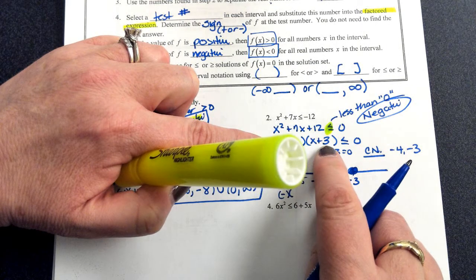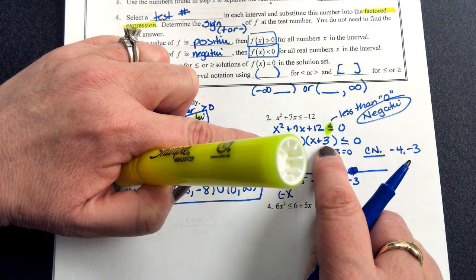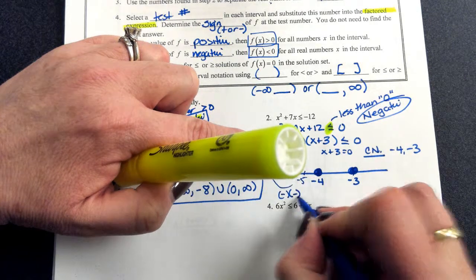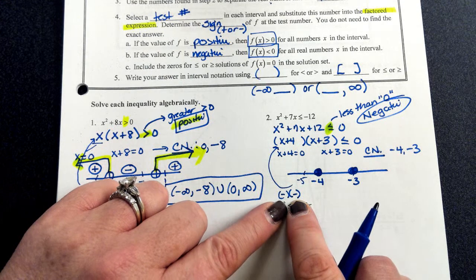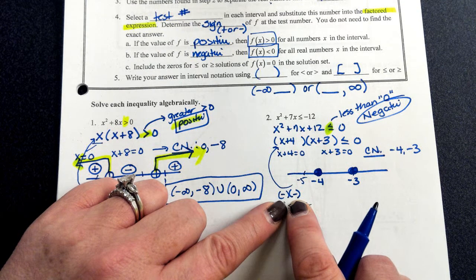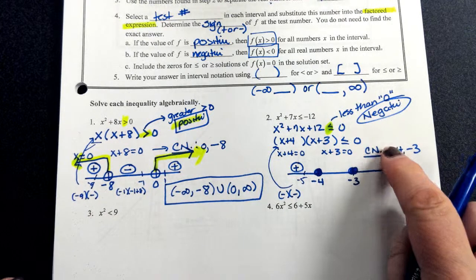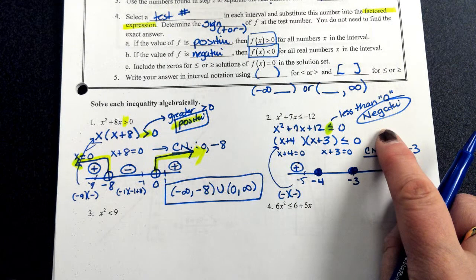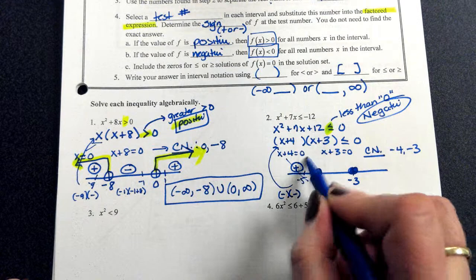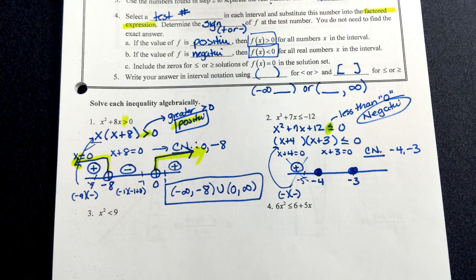Times -5 plus 3. Is that a positive or a negative number? Negative. What happens when I multiply 2 negative numbers together? Would that give me a positive or a negative? Positive. Am I looking for positive intervals? No. So I know that I'm not going to have any solutions, that interval is not going to be a part of my solution set.